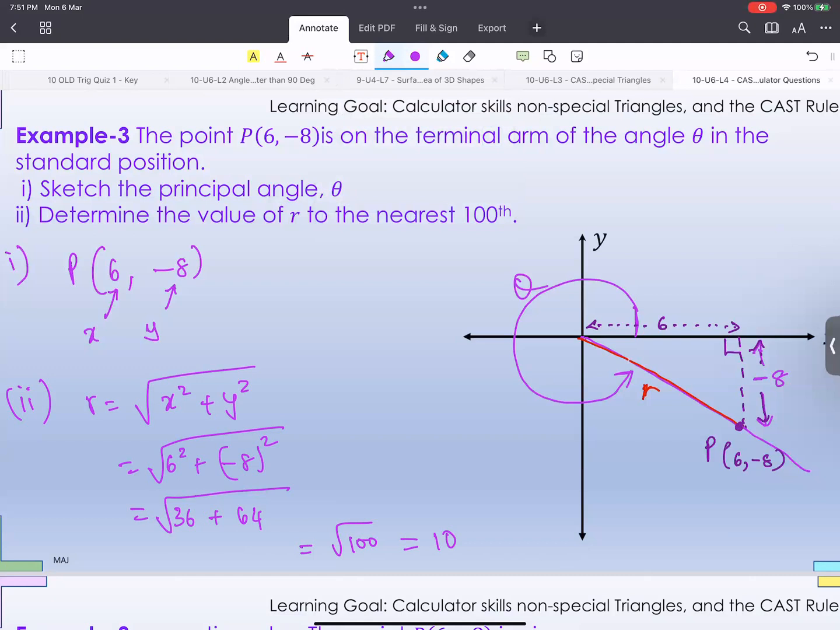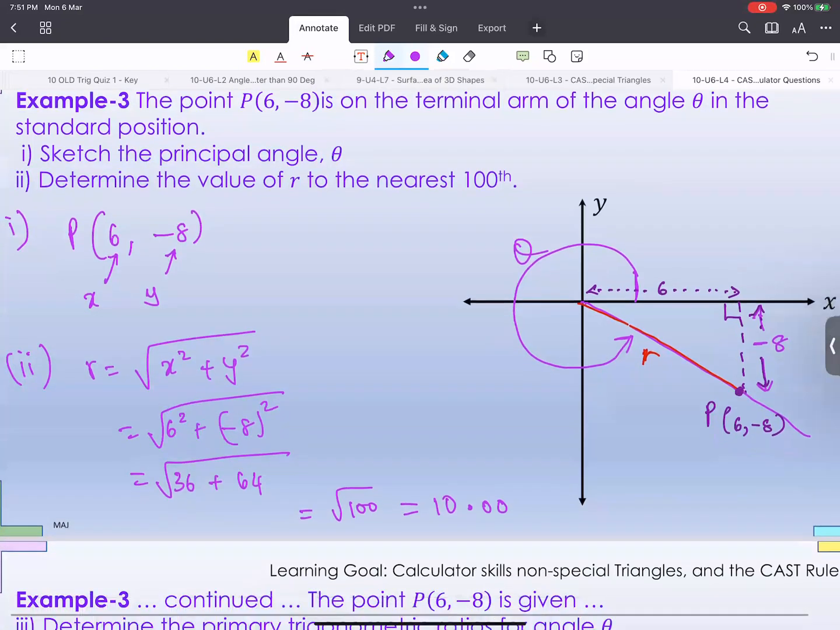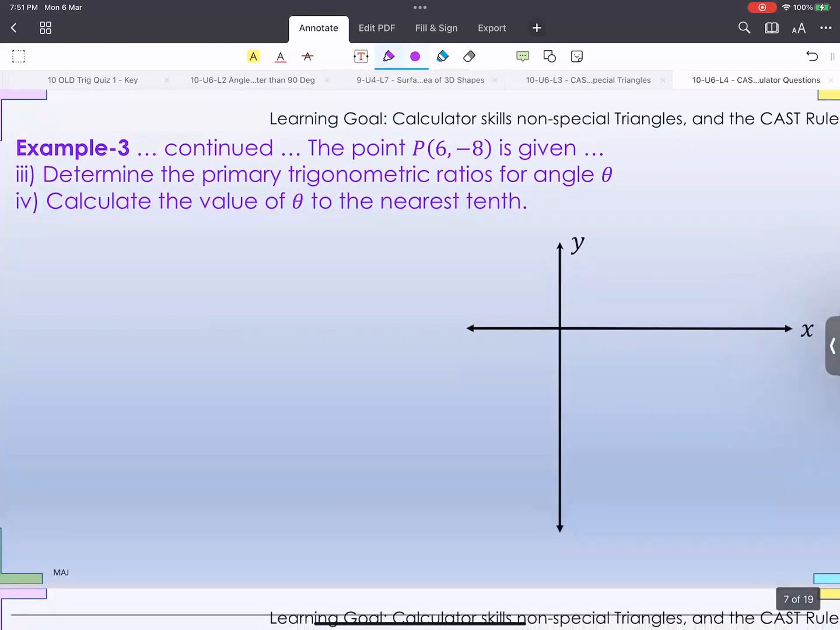All right, so that's just it. Well, technically to the nearest hundredth would be 10.00. So we're done with the first and the second part. Let's move on to the third part. Determine the primary trigonometric ratios for the angle theta.